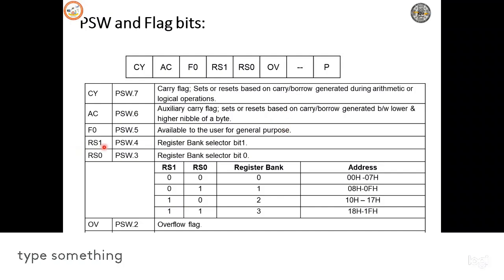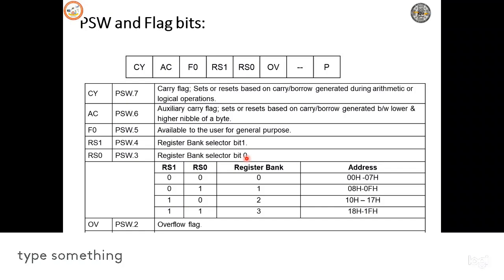Then RS1. RS1 is PSW.4. Counting 0, 1, 2, 3, 4, this is the bit. So this is register bank select bit 1. And RS0 is PSW.3. So this is RS0. That is also a register bank selector bit.